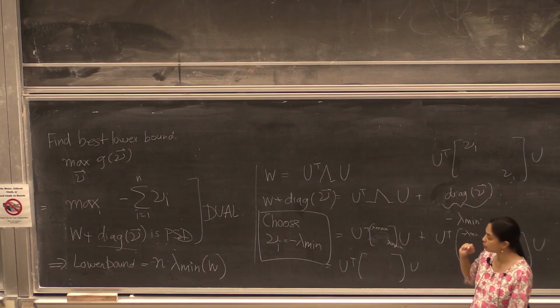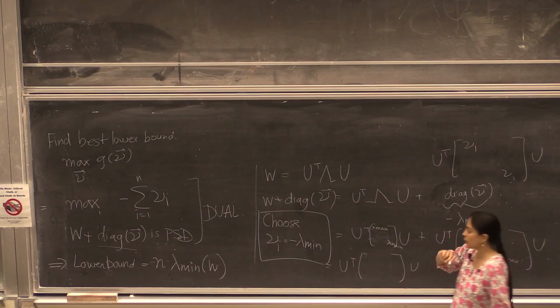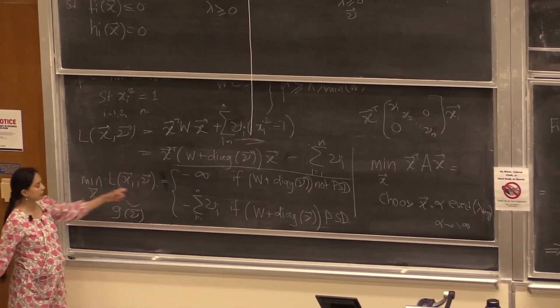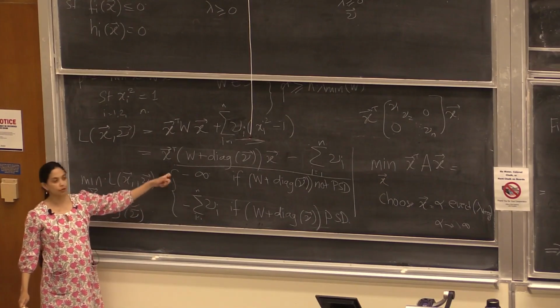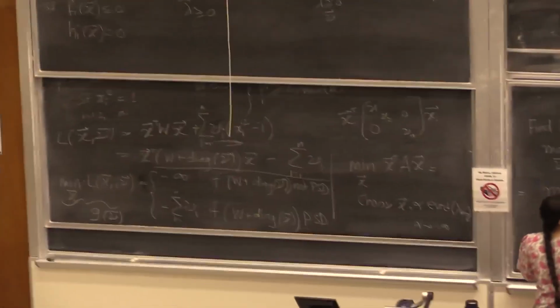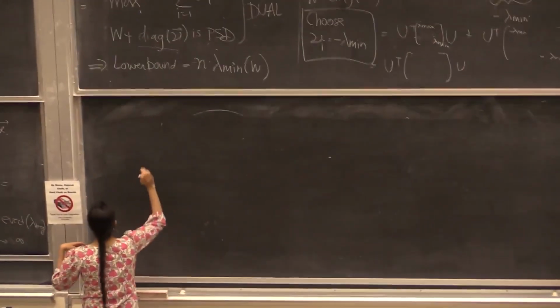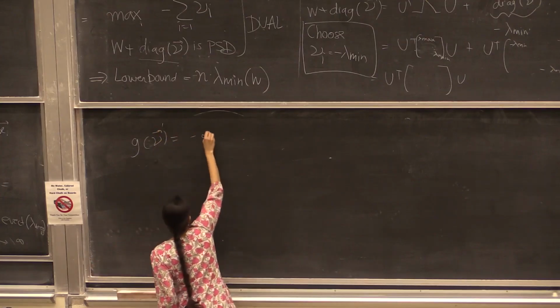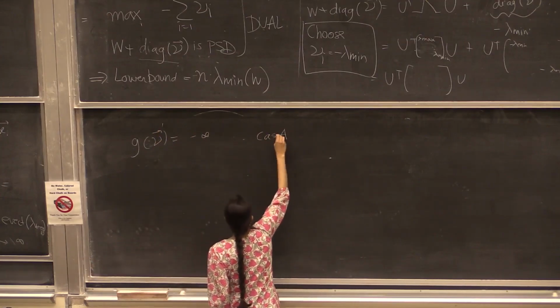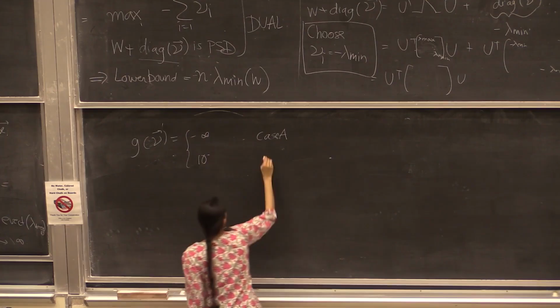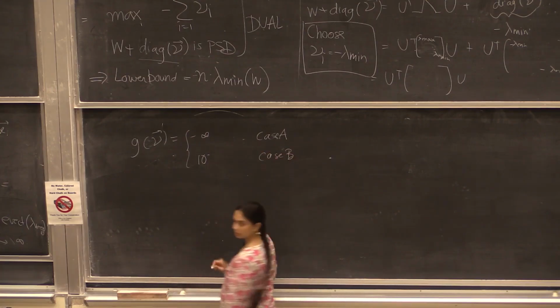Could you explain how you made the new dual problem? Okay, so why is this the dual? Are you with me till here? Okay. So now I have a g function, where g of nu is equal to minus infinity in case A, and is equal to something, I don't know, 10 in case B. Okay?